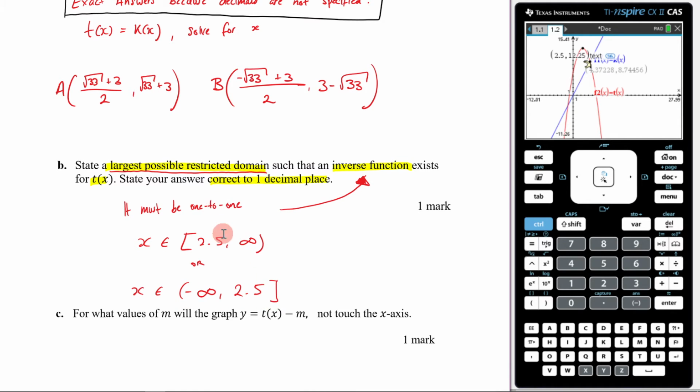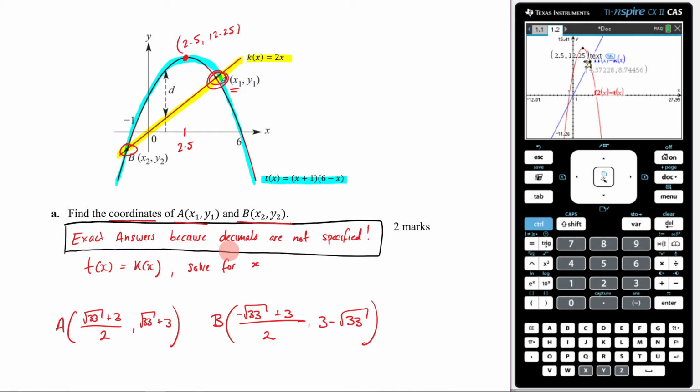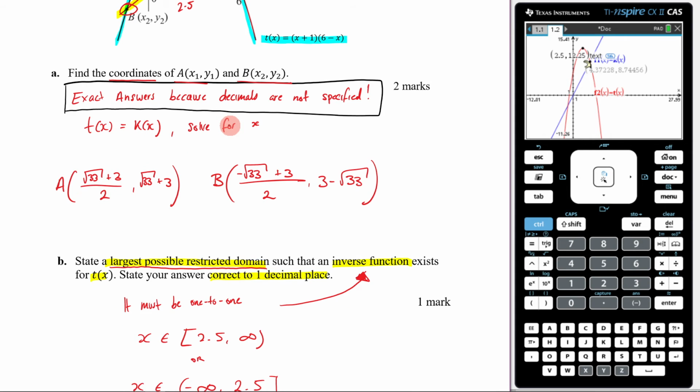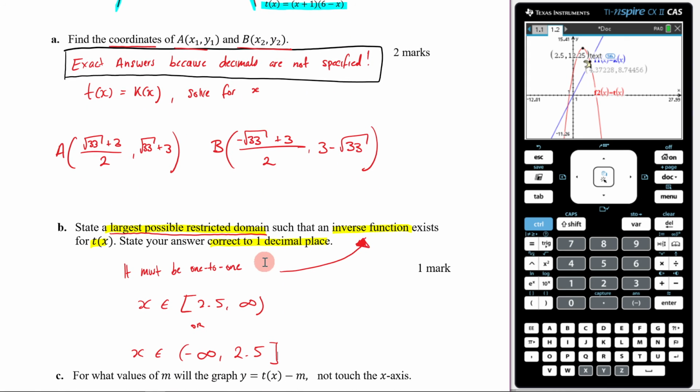And hopefully you can see there, if I was to ignore half of this graph, so imagine ignoring half of it, I've created the largest possible domain such that when I put a horizontal line, it only touches it once. So that's what we've achieved by restricting it. So we're finding that value right there. Okay, that's it. So state the largest possible restricted domain such that an inverse exists. It must be 1 to 1. And there it is. Hopefully you found this helpful.